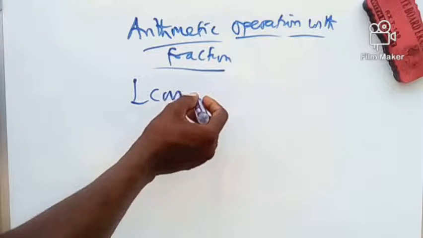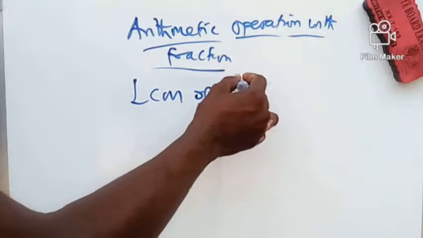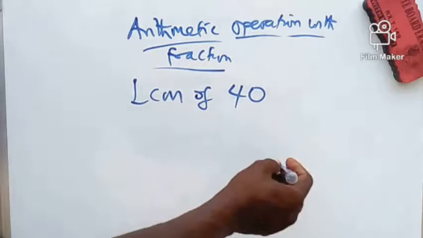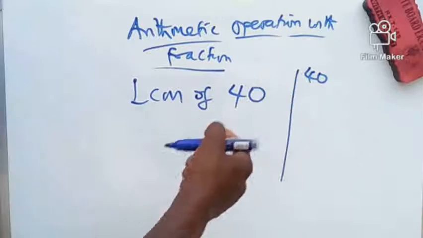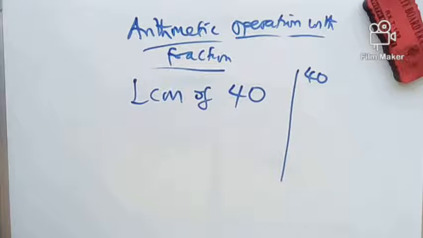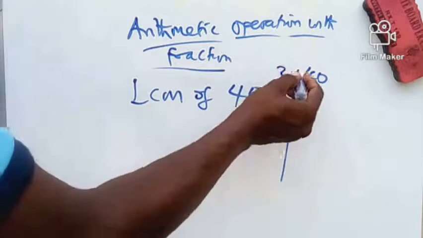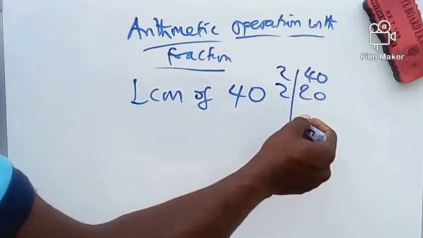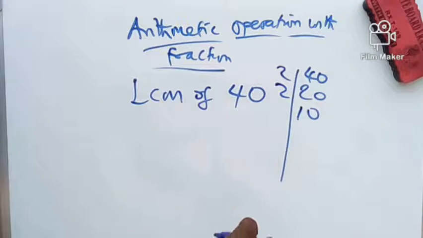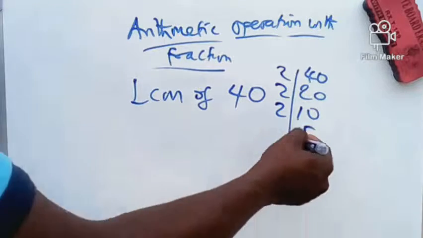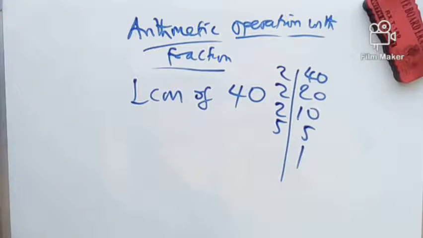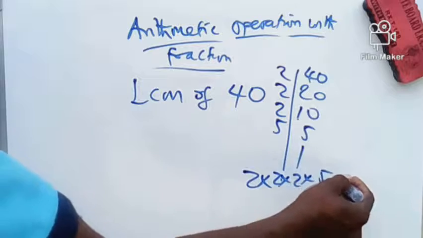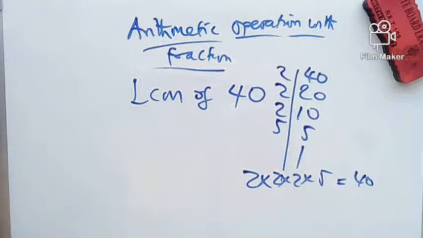So let's take another example. What is the LCM of 40? How do we find the LCM of 40? You simply take the same approach. You write 40 and ask what smallest number can divide 40 without a remainder. I think 2 can go. And when 2 goes into 40, you have 20. What small number can go into 20? 2. 2 goes into 20, you have 10. What small number can go into 10? 2. 2 goes into 10, you have 5. What small number can go now? 5. And you have 1. So the LCM of 40 is what? 2 multiplied by 2 multiplied by 2 multiplied by what? 5. And that will give you 40. That is the LCM.